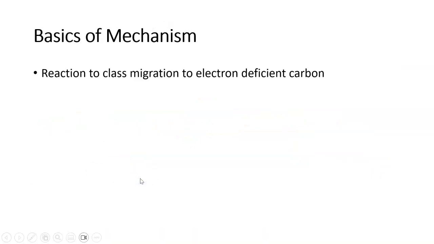For this reaction you should understand some basics. It belongs to the class of migration to electron deficient carbon. In the mechanism we will understand how this migration to an electron deficient carbon takes place. What is electron deficient carbon? Electron deficient carbon means it is a carbocation. So the plus charge indicates that it is electron deficient.